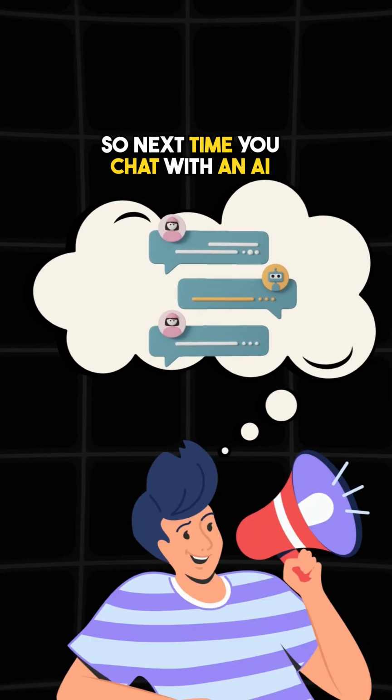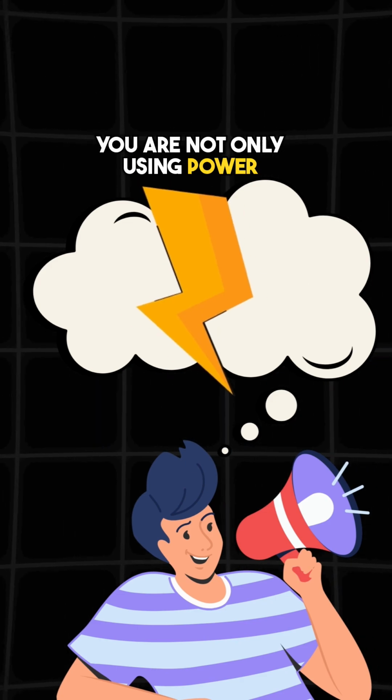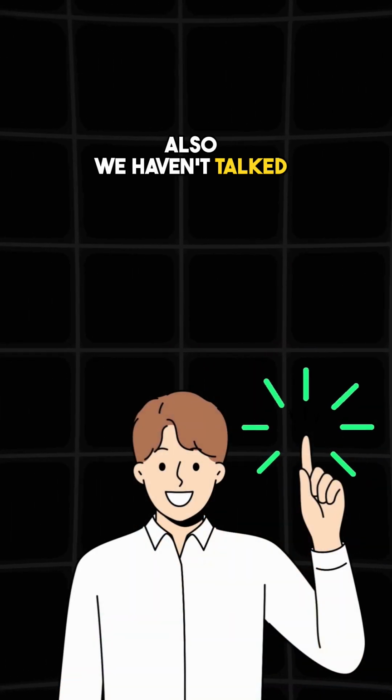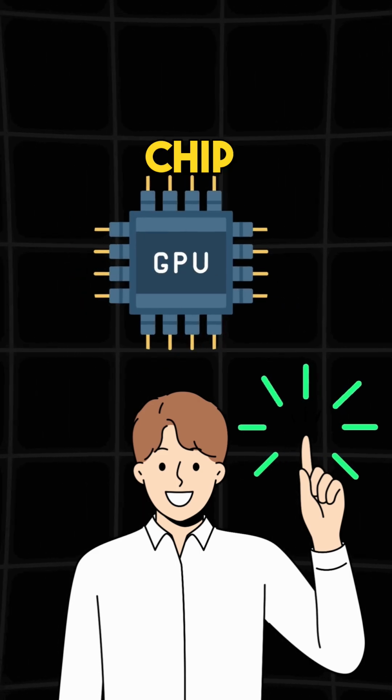So next time you chat with an AI, remember this: you are not only using power, you are also using a large amount of water as well. Also, we haven't talked about the most expensive part yet, the chip itself.